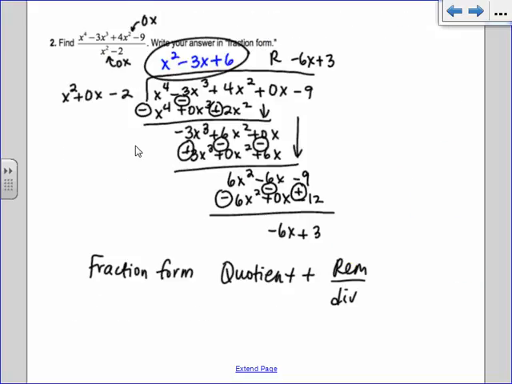So we're saying the quotient was x squared minus 3x plus 6. And the remainder was negative 6x plus 3, all over the divisor, which was x squared minus 2. So that's our answer.